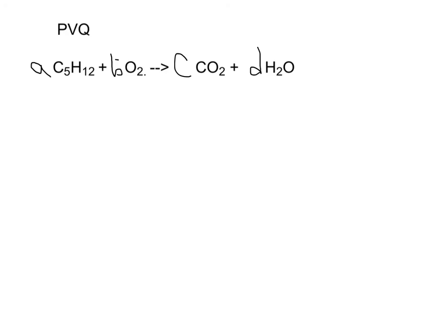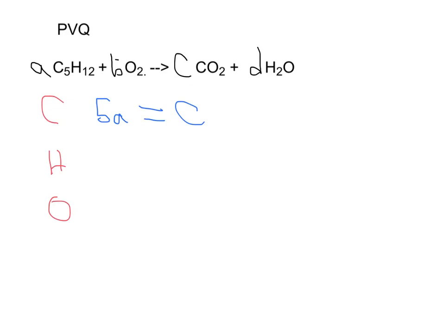So the first thing we need to do, remember, after assigning the variables, is to write an equation for each element. So we have carbon, hydrogen, and oxygen. Okay, let's write the carbon equation. 5A, because the coefficient is A, and there's 5 carbons in C5H12. That's the only carbon on the left, equals C, because there's 1 C in CO2.